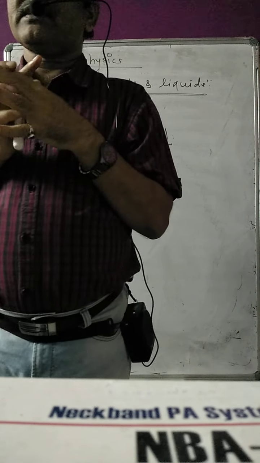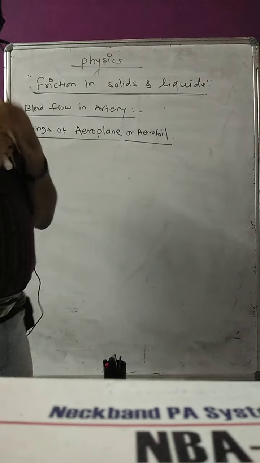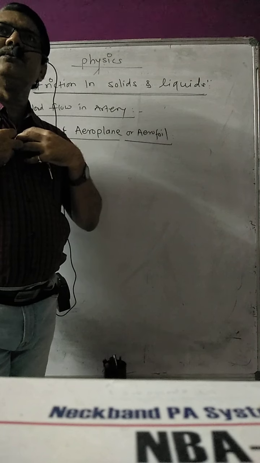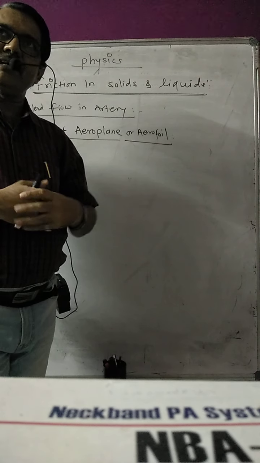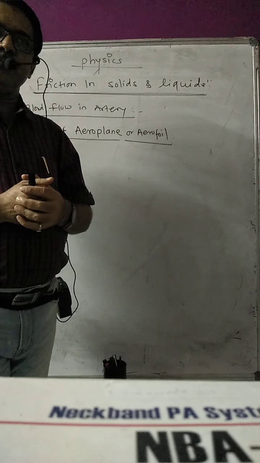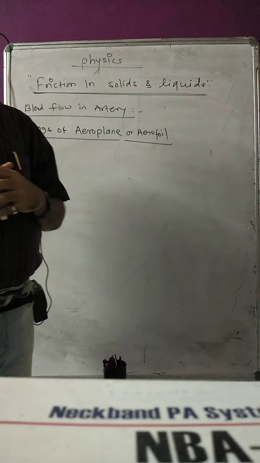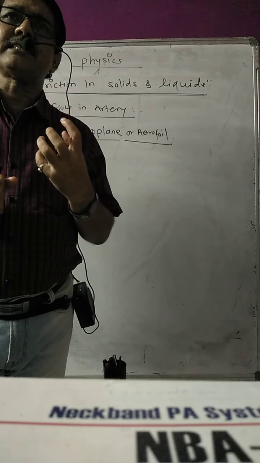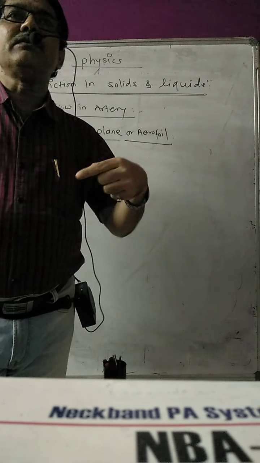One of the applications is how Bernoulli's principle is used in blood flow in an artery. An artery carries the pure blood from your heart to the different parts of the body, and veins carry the impure blood from the different parts to the heart. Now sometimes there is some plaque, and due to the plaque there is a constriction in the artery that carries the blood from the heart to the different parts of the body.